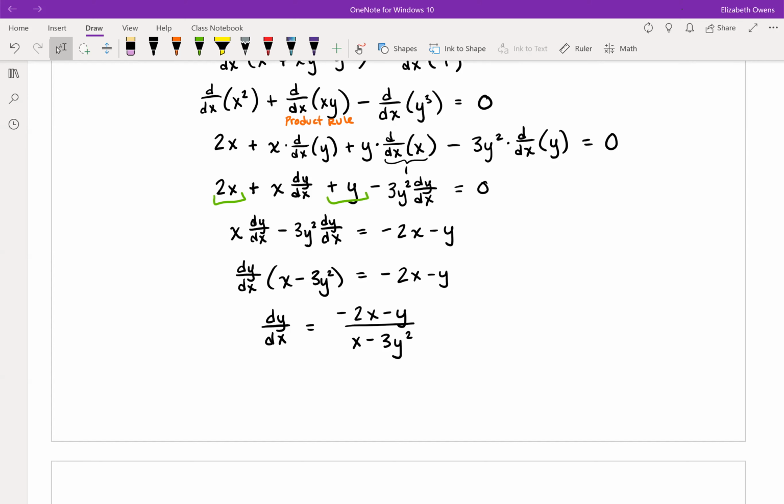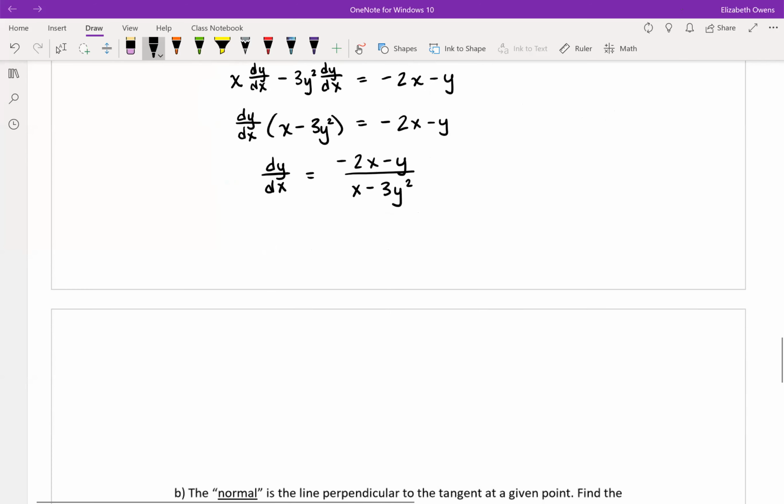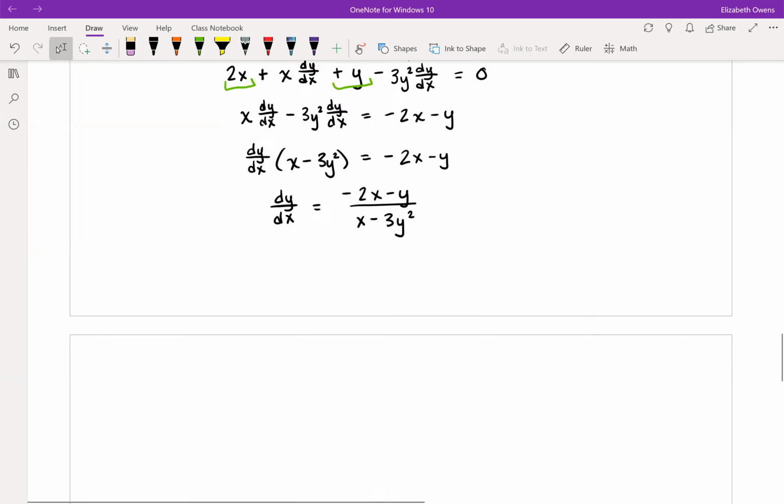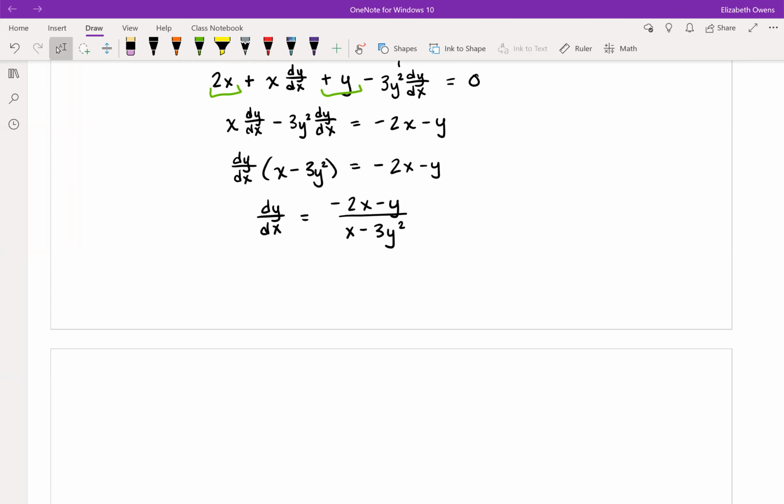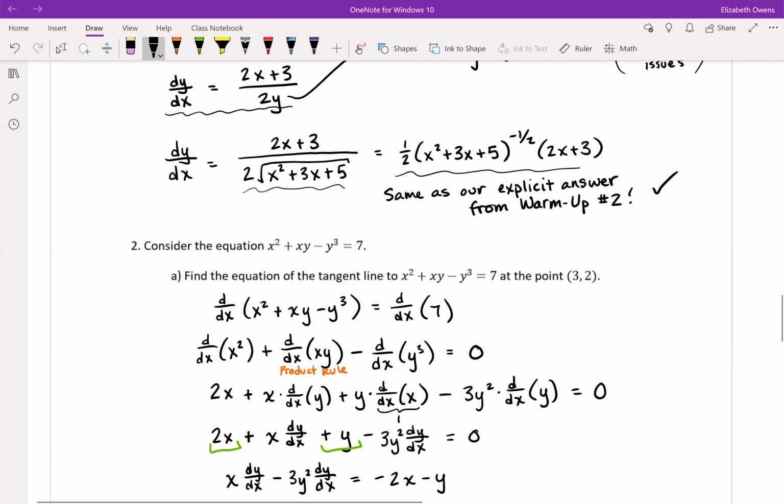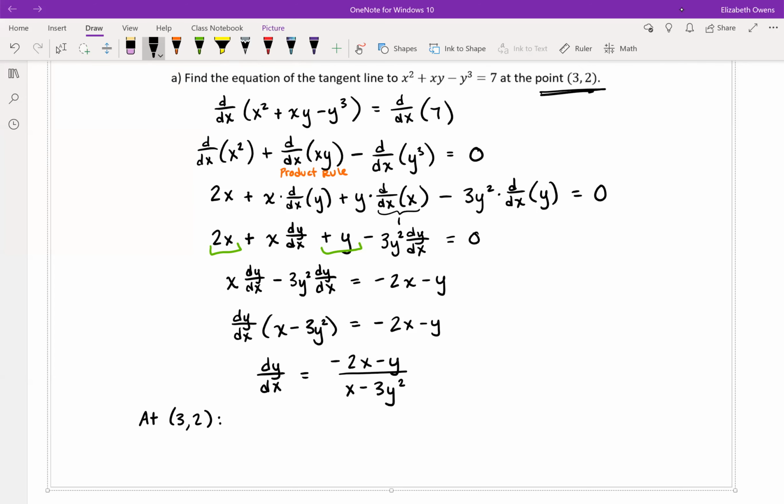Okay, so we have the derivative here. It is in an implicit form, you'll notice. We have x's and y's in our derivative expression, but we can still use this to find the slope just like we have done in the past. We're going to evaluate this at our point of interest, at the point (3, 2), which is what we were told to look at here.